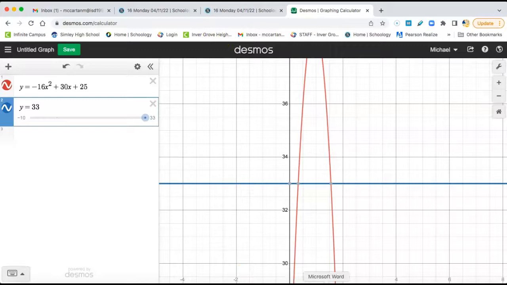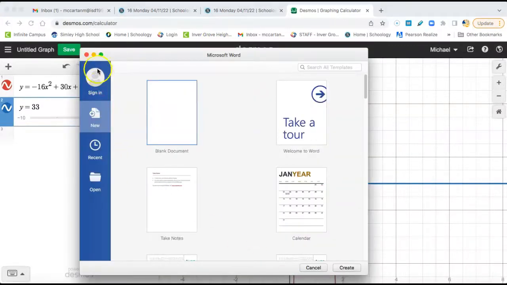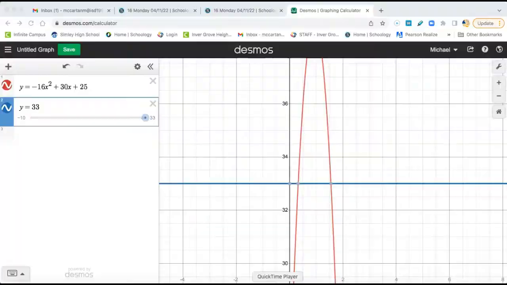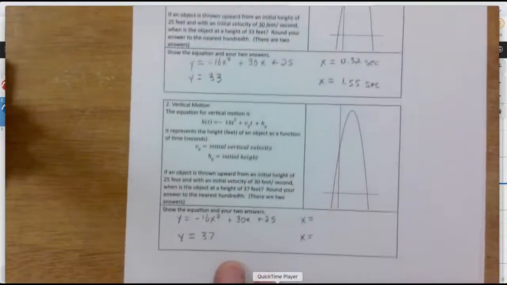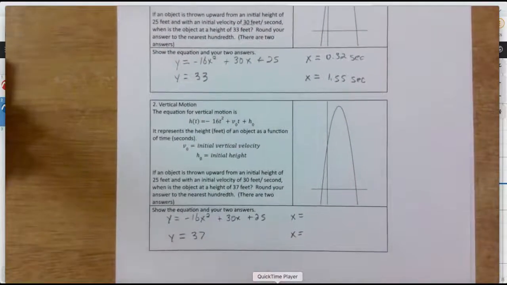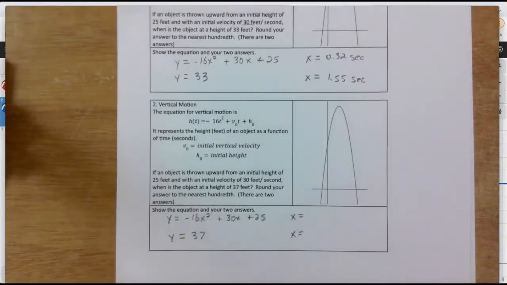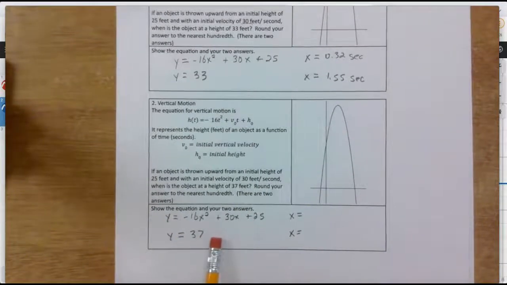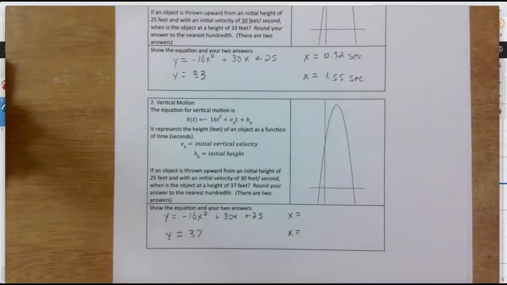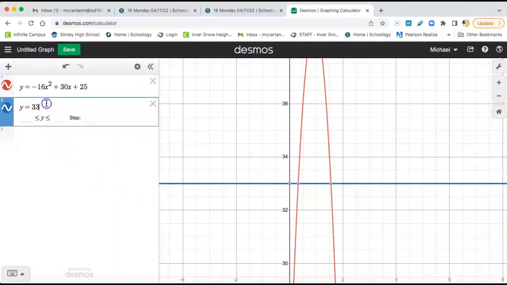Guys, I'm hoping that you kind of see how to do that, because we're going to go through the rest kind of quick. Again, problem number 2 on the worksheet, it's the exact same equation. The only thing that changes is y equals now 37. All right, y equals 37 instead of 33. So we go back to Desmos, change the 33 to 37.